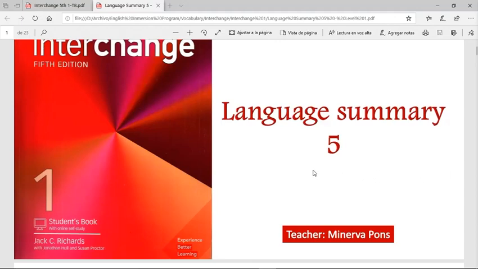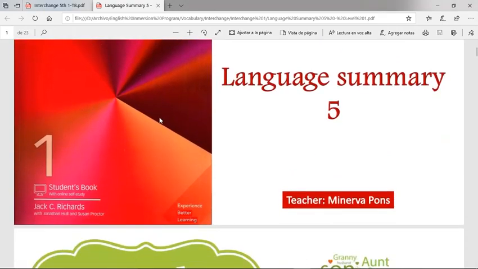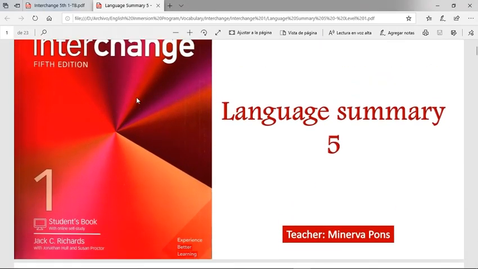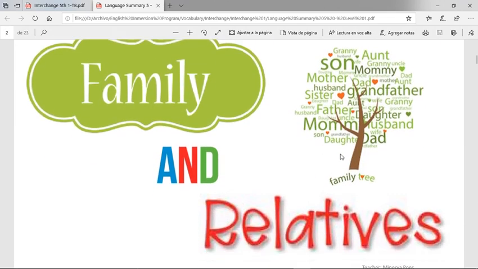Today we're gonna continue with the Interchange 5th edition, the level 1 book, the red book. We're gonna start today with unit 5, and as always we're gonna be starting with a language summary or vocabulary for this lesson. This lesson is gonna be quite interesting, so I hope that you like it. Well, to start, we're gonna be talking about family and relatives.